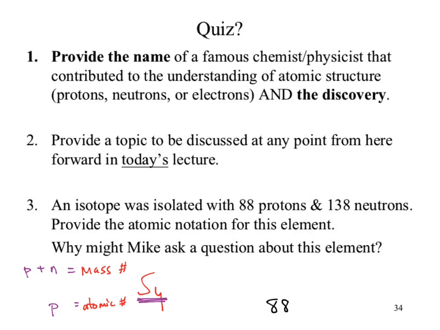With that information, I can now go to the periodic table and find element 88, which happens to be radium, or Ra. Radium. Let's do protons. The mass number is the number of protons and neutrons together. So we add up 88 and 138, and someone said 226. 226? Yes.